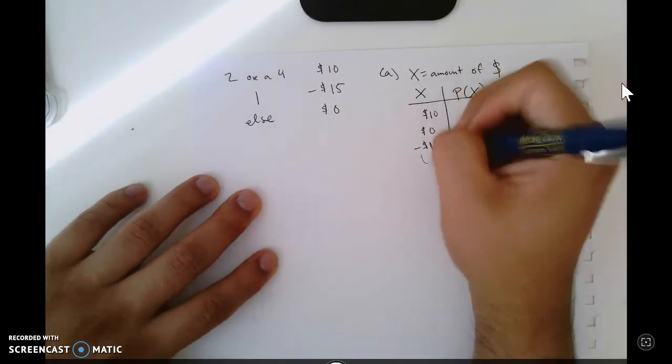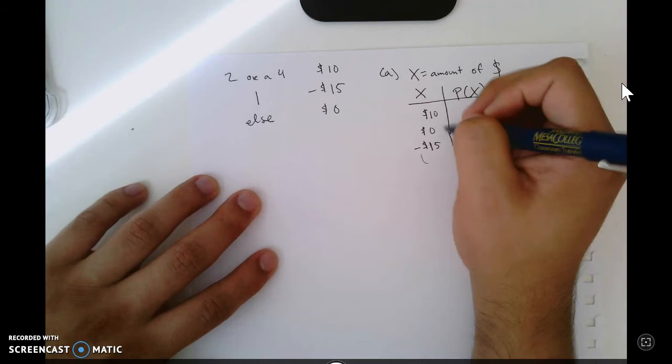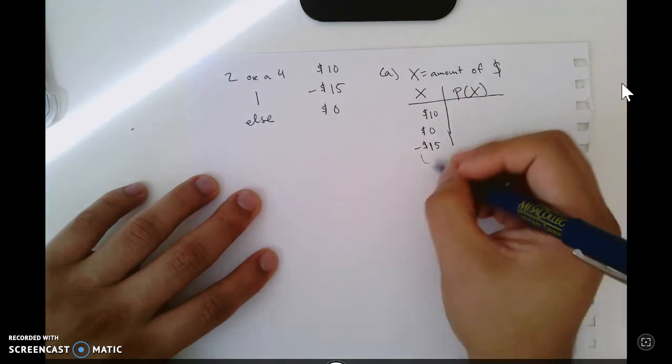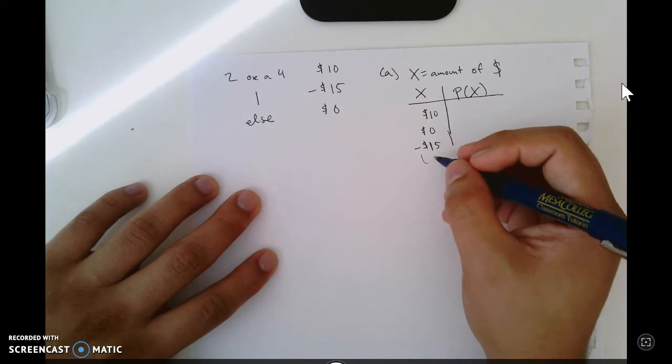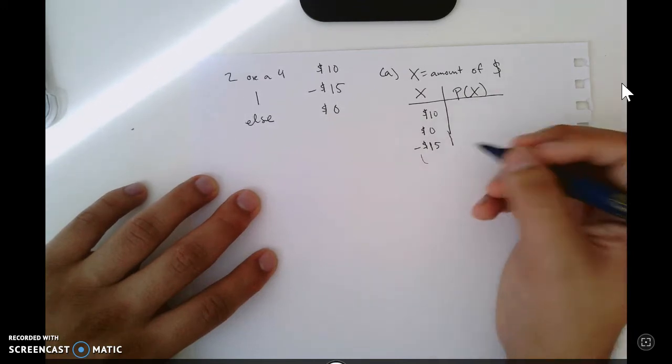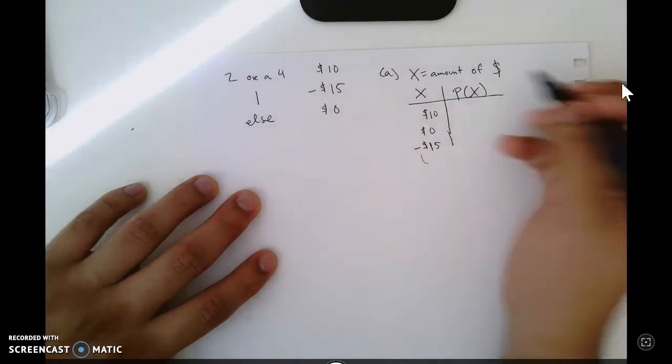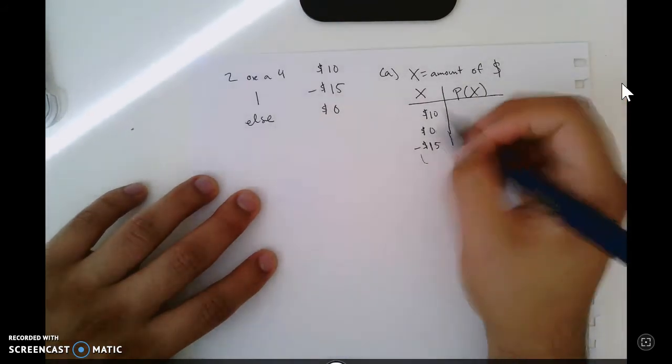Now, what is the probability of all of these? Just be very careful: we are not talking about the dice. That's not what we're talking about. We're looking for the probability distribution of the amount of money that we win. So let's go ahead and figure out what all of these are.